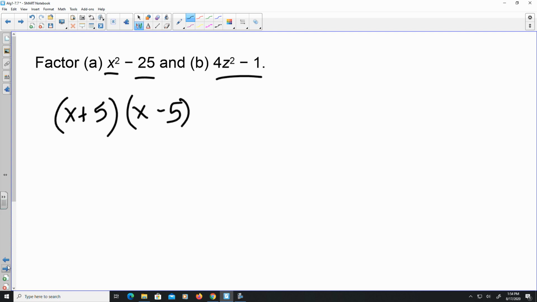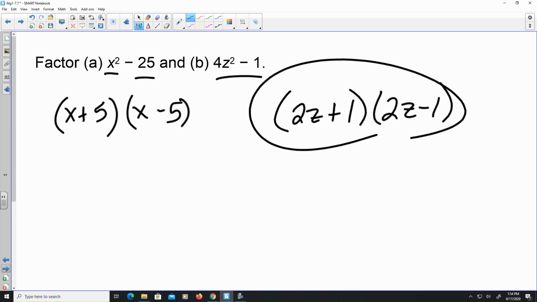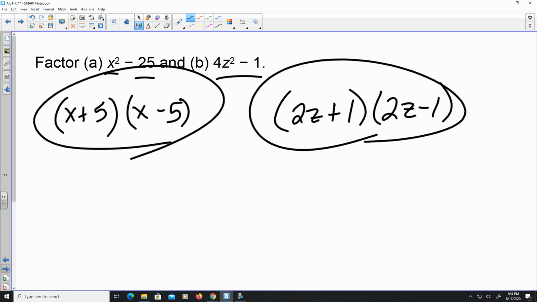If I look at b, the square root of 4 is 2. The square root of z squared is z. So it is going to be 2z plus 1 times the quantity of 2z minus 1, because the square root of 1 is 1. So those are the factored versions of those sum and difference patterns.